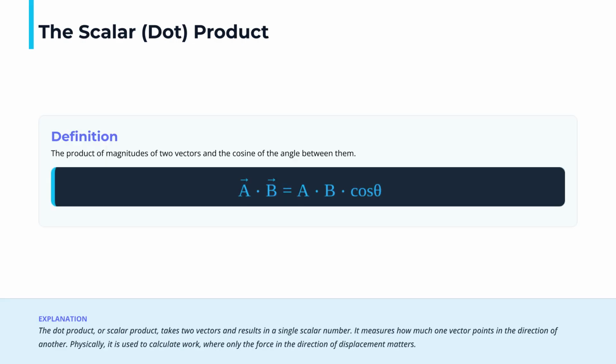The scalar or dot product results in a single number. It is the product of the magnitudes of two vectors and the cosine of the angle between them. Physically, it measures how much one vector points along the other.